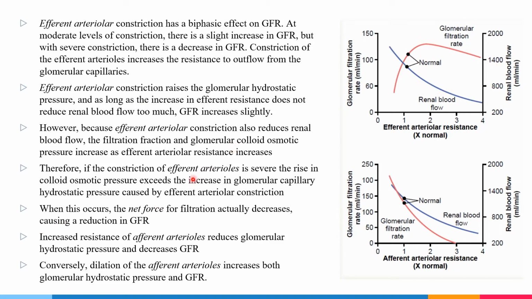Now we move on to afferent arteriolar constriction, the arteriole which is bringing blood to the glomerulus. Increased resistance in the afferent arterioles reduces glomerular hydrostatic pressure and decreases GFR. Conversely, dilation of the afferent arterioles increases both glomerular hydrostatic pressure and GFR. So afferent arteriolar constriction has a straightforward effect on GFR and glomerular hydrostatic pressure: if the afferent arterioles constrict, then the GFR will decrease, as well as the renal blood flow. But on the other hand, if the afferent arterioles dilate, then both of them will start increasing.